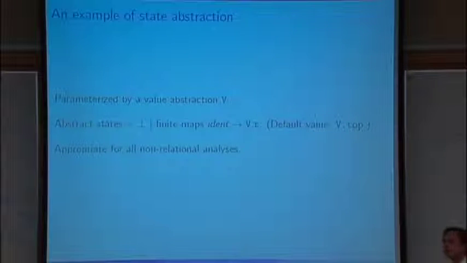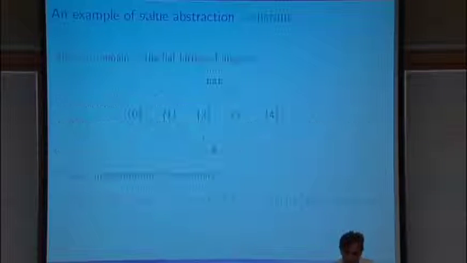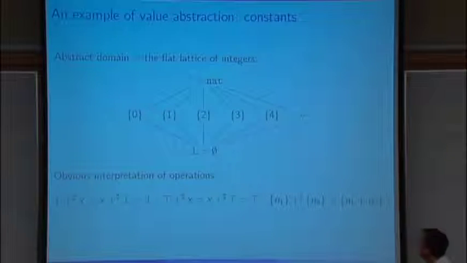So we can't really use just functions from identifiers to value approximations because some operations, like whether a function is below another one, cannot be decided. So this is a finite representation that is convenient, and then we need a special case for bottom, which means that all identifiers are mapped to bottom. And this is appropriate for all non-relational analyses. It's not going to record properties involving two variables, but it's going to record any property involving one variable.